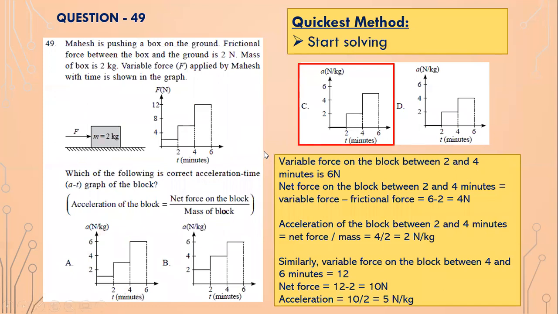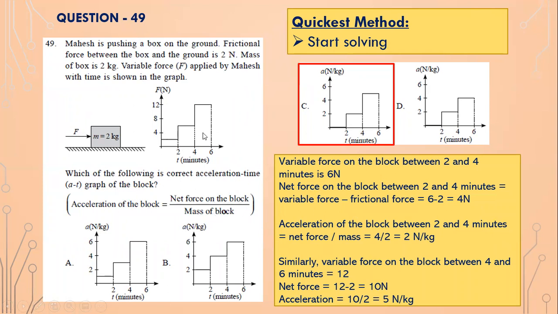Mahesh is pushing a box on the ground. Frictional force between the box and the ground is 2 newtons. Mass of the box is 2 kg. Variable force F applied by Mahesh with time is shown in the graph. Which of the following is the correct acceleration time graph of the block? So acceleration of the block is net force upon mass. So what is the variable force between 2 and 4 seconds? It is between 4 and 8. So 6. And acceleration is net force upon mass.